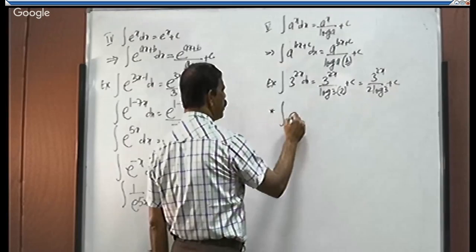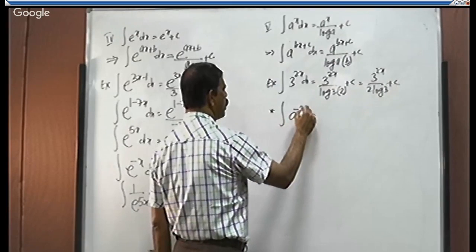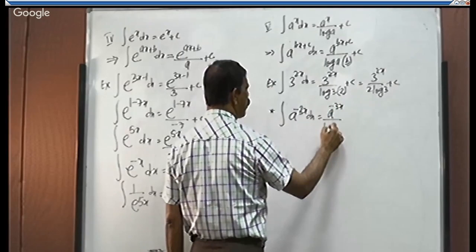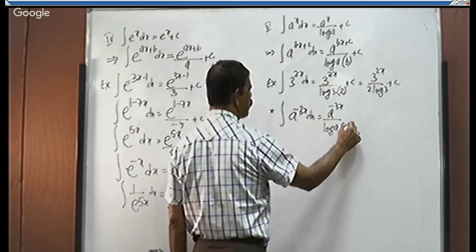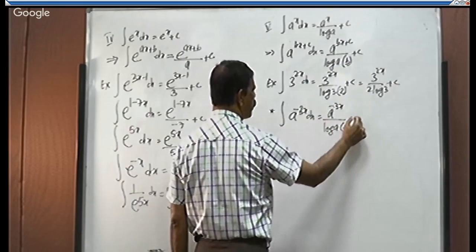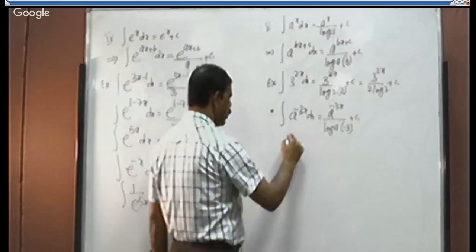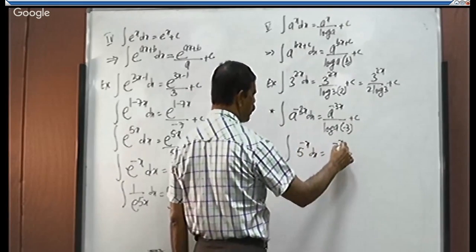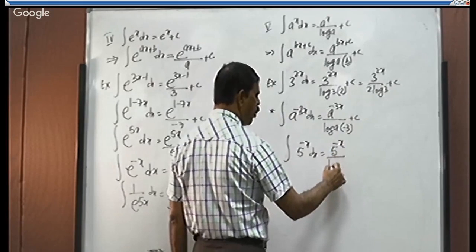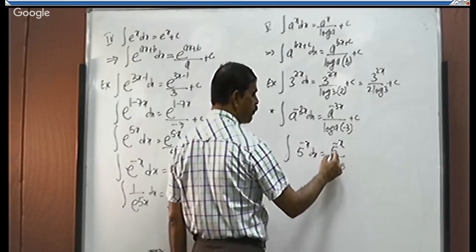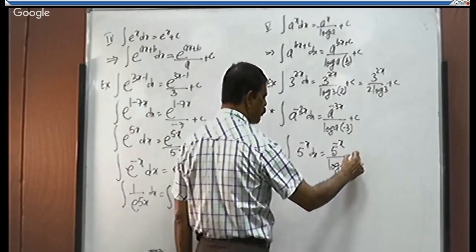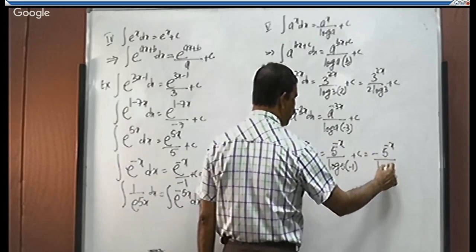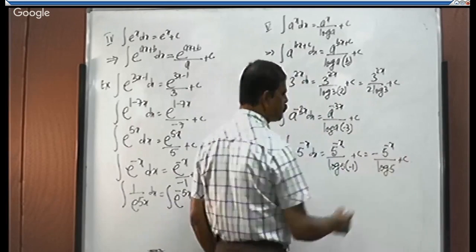Integration of a to the power of minus 3x dx. What is the answer? A to the power of minus 3x by log a into x coefficient is minus 3 plus c. Integration of 5 to the power of minus x dx. So it is 5 to the power of minus x divided by log 5, right? In place of a, we have 5. X coefficient is minus 1 plus c. It is minus 5 to the power of minus x divided by log 5 plus c.